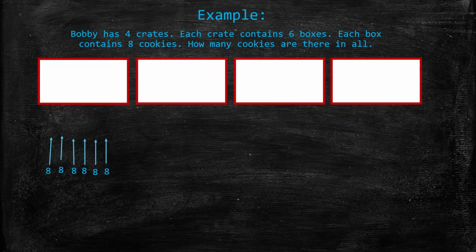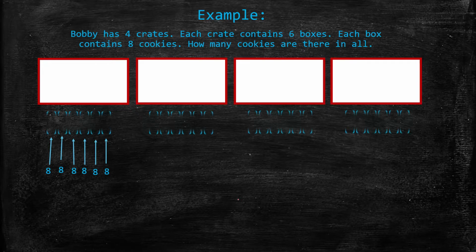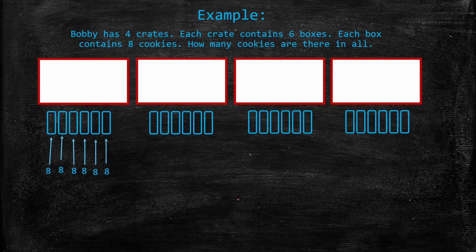So given an example here, Bobby has 4 crates. Each crate contains 6 boxes. Each box contains 8 cookies. How many cookies are there in all? So the important thing, and this may help, is that when you read word problems, you underline important words and numbers.